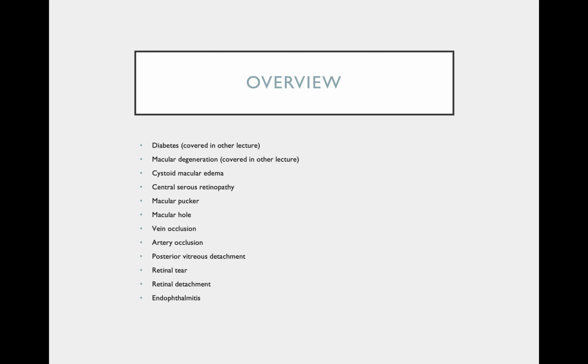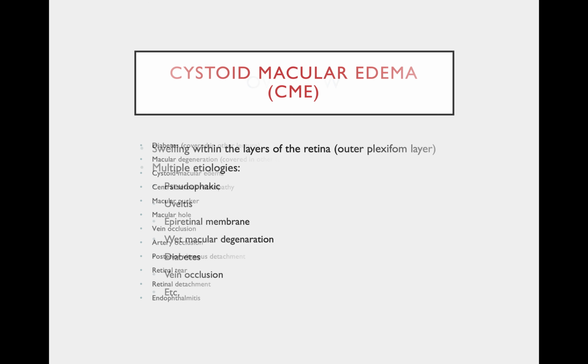We won't discuss diabetic retinopathy or macular degeneration. This is a separate video, but we will dive into conditions such as cystoid macular edema, central serous retinopathy, macular holes or macular puckers, vein and artery occlusions, PVDs, tears, detachments, and finally endophthalmitis.